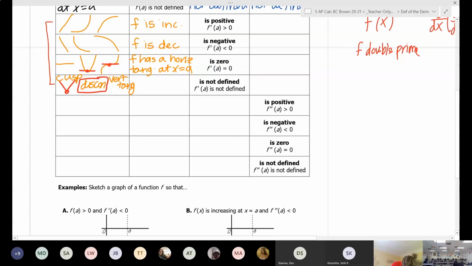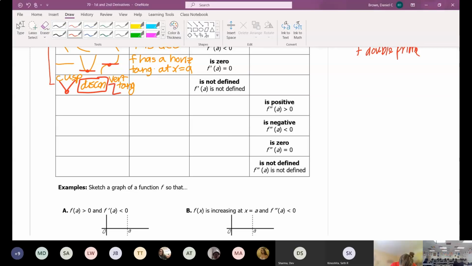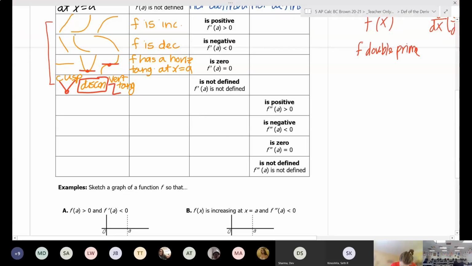Discontinuity, we've talked about that enough, so that can be anything from like a hole, a jump, or an asymptote. And then a vertical tangent is when the graph actually has a portion of the graph that turns completely vertical. So kind of like a cube root function would have a vertical tangent.